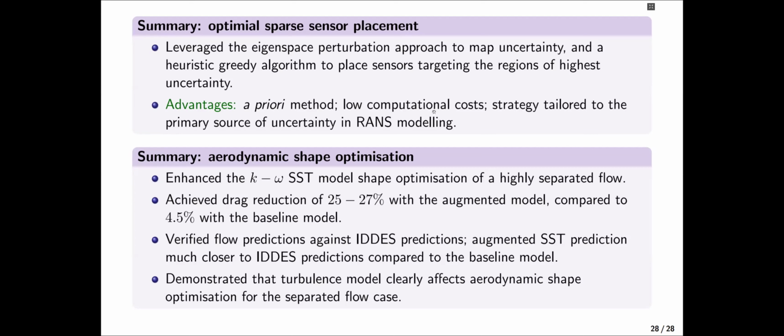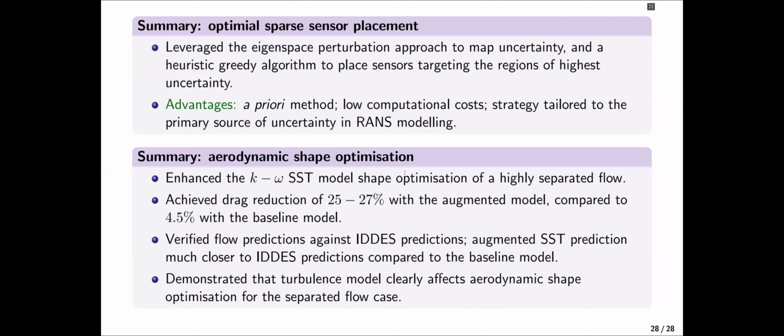It has relatively low computational cost compared to other methods in the literature, and the good part is that it's tailored to the primary source of uncertainty in RANS models, which is the Reynolds stress tensor. So we're actually basing our sensor placement strategy on knowing the uncertainties in the Reynolds stress tensor predictions.